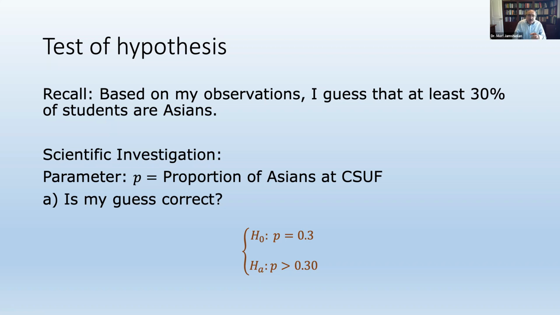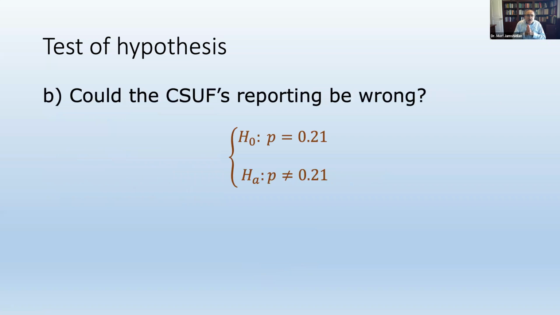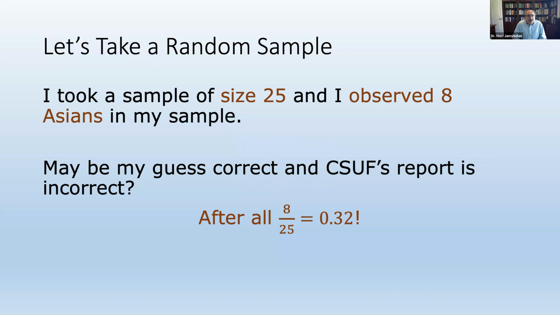So this one was about my guess. The other question was, could the CSUF's reporting be wrong? And remember that CSUF had reported that 21% of students are Asian. So the alternative hypothesis in this case is really two-sided, right? It is, P is different from 0.21. All right. So with that, I took a sample of size 25. And again, another hypothetical: suppose that in my sample, I observed 8 Asian students.